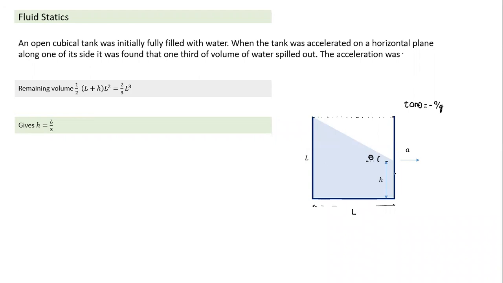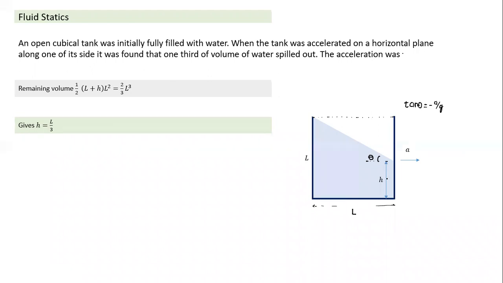So if 1/3 is spilled, this height will remain h here. Let this height be h. I don't know what h is, but what is given is the remaining volume. The remaining volume will be equal to cross section into depth. The cross section is 1 by 2 into L into h, into L. So this is the remaining volume, and it is given that 1/3 of the volume has spilled out. So the remaining volume is equal to 2/3 of the initial volume, which gives me the value of h.